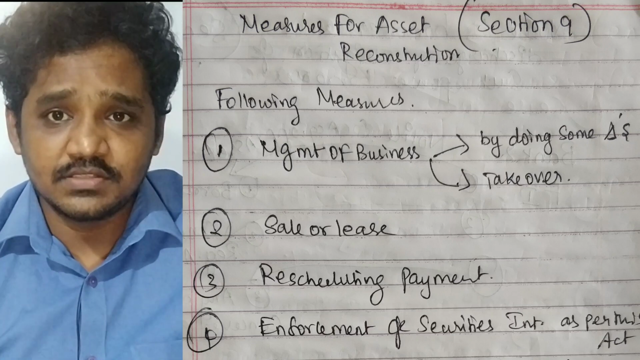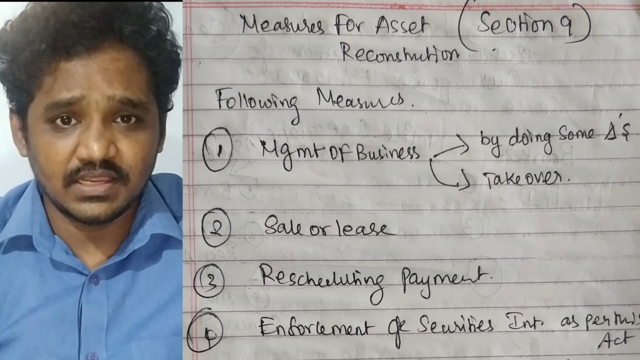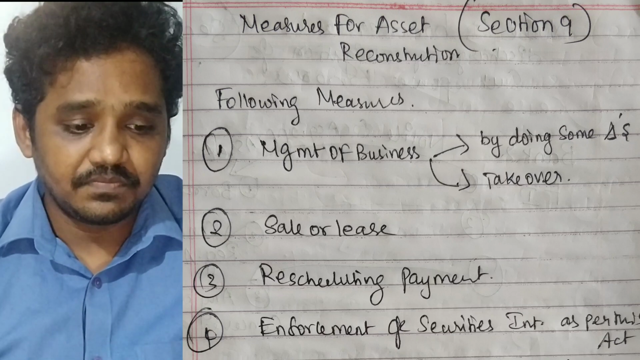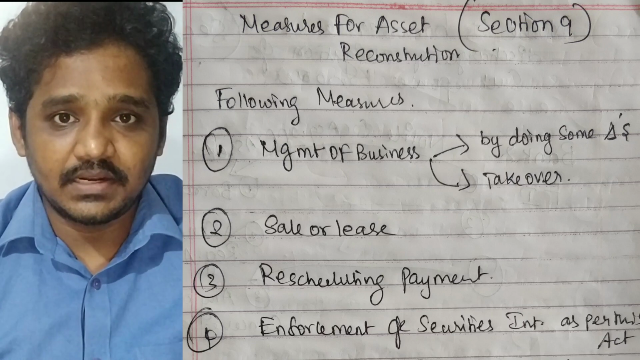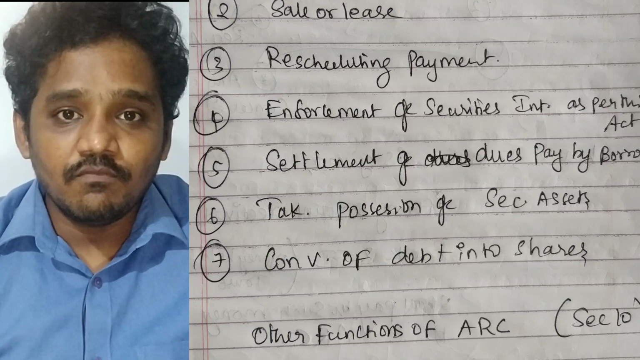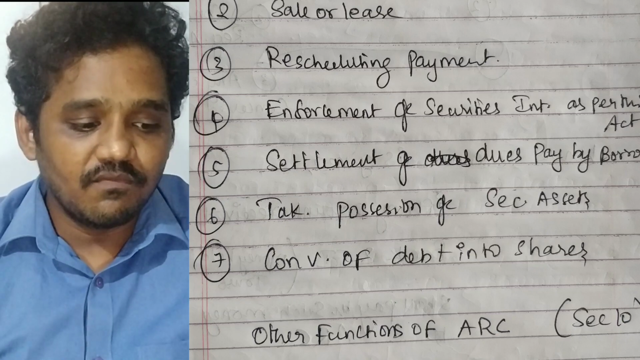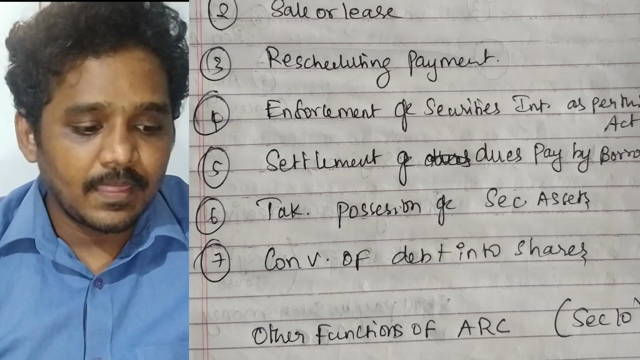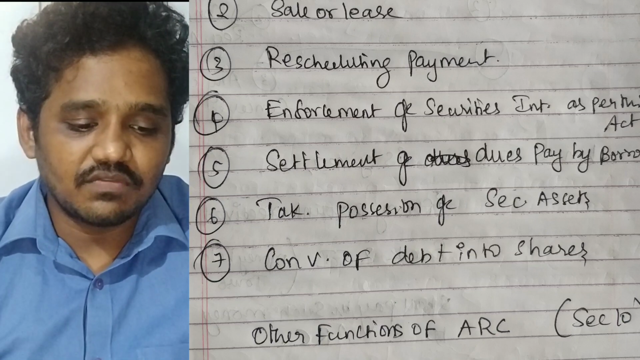And then the second point is they will sell the management or lease the management. They will lease the company or sell the company. The third one is they will do some kind of rescheduling of payments. Fourth one is they will enforce the security interest as per this act, whatever is possible. And the fifth point is settlement of dues paid by the borrower will be adjusted. What dues need to be paid by the borrower will be settled. In that case, this act's purpose comes to an end, and they take possession of the secured asset. Okay, they will take possession of the secured asset.